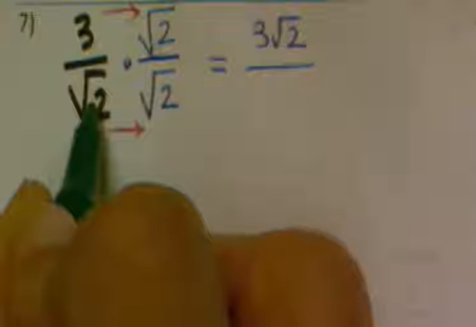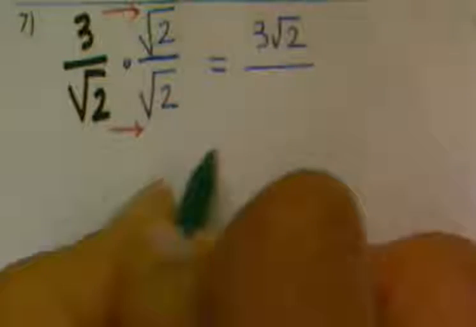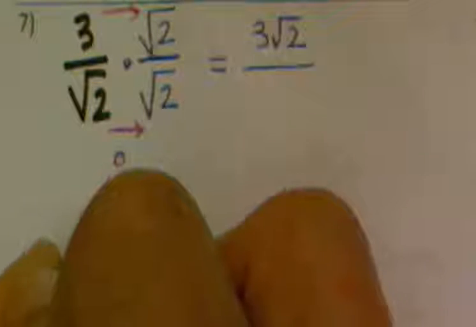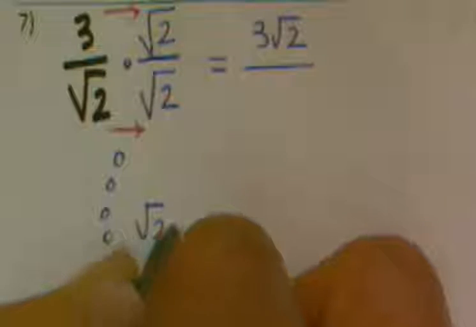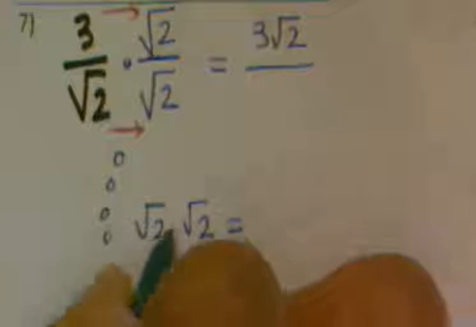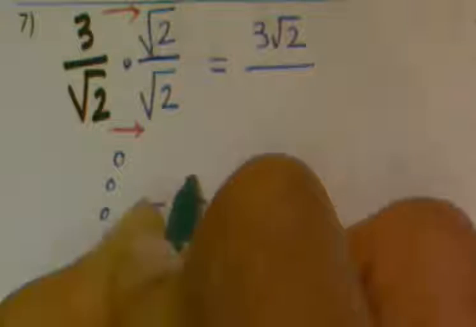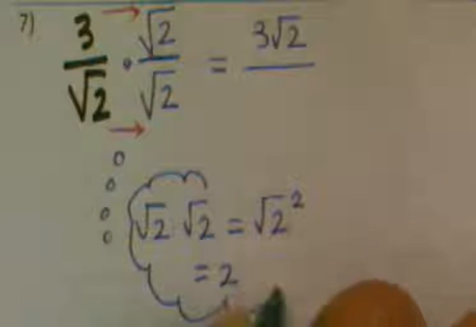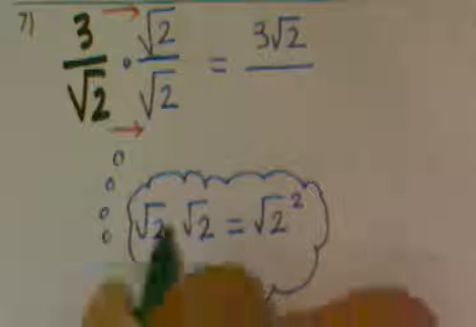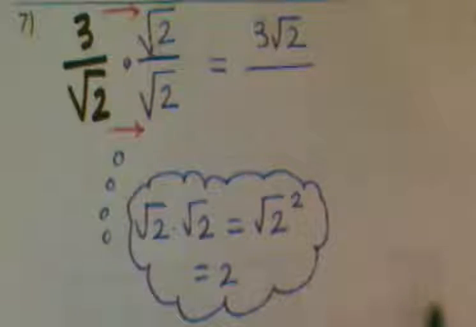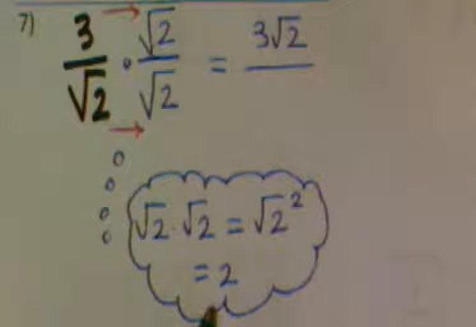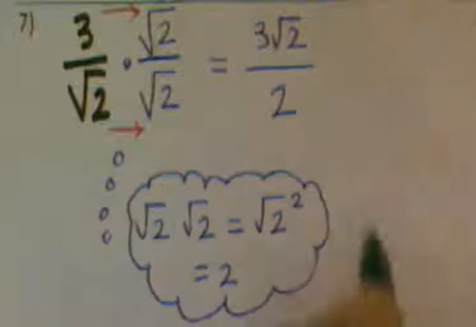And in the denominator, we're going to get root 2 times root 2. So let's just do that as a little thought bubble. Remember that that's going to be the square root of 2 squared, which will equal 2. So multiplying a radical times itself gets rid of the radical sign, but you keep what was underneath. So multiplying root 2 times root 2, if we use this, we'll have just 2.